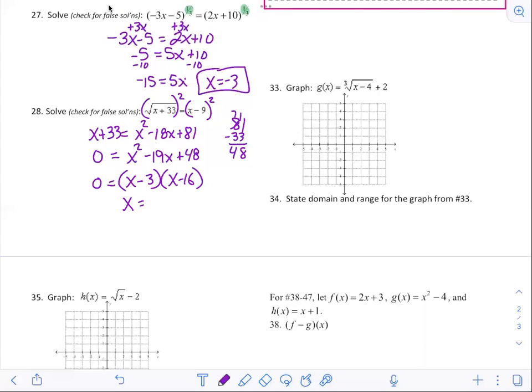Solve that, set those equal to 0. We get 3 and 16. We're going to plug those back in. And when we plug 3 back in here, we're going to get negative 6. But 16 is going to give us the right answer. So x just equals 16. 3 is another extraneous solution. For graphing, we've got cube root.